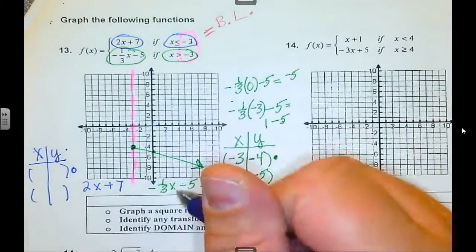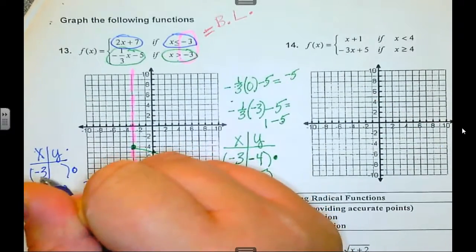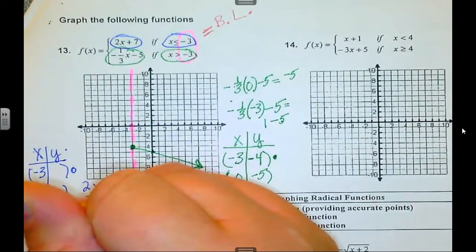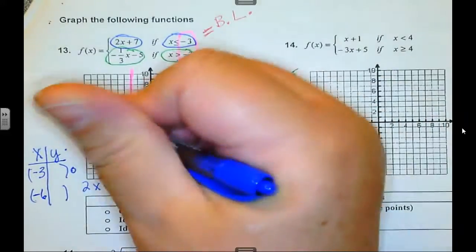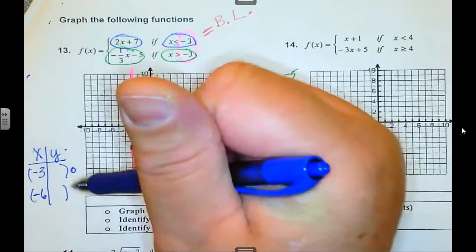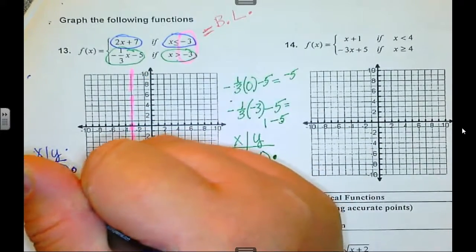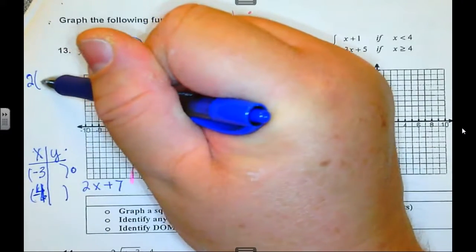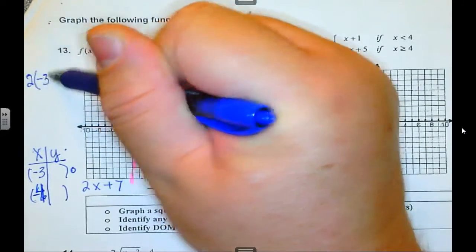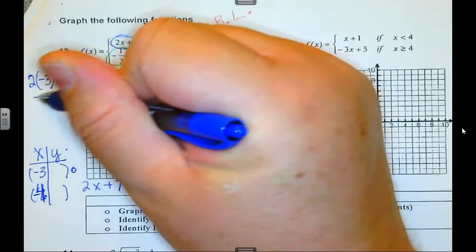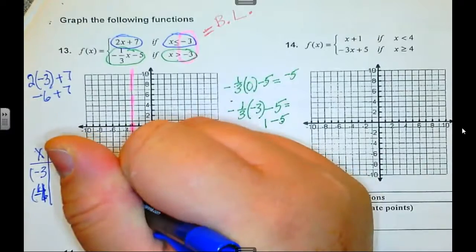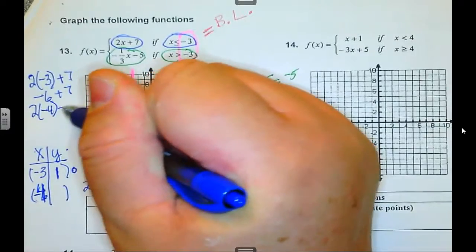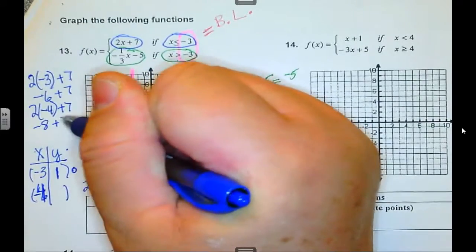I have to use the negative 3 for my first one. Second one, less than negative 3. I'm going to choose negative 6. Okay, actually negative 6 is going to be too big. Let's try negative 4. 2 times negative 3 plus 7. Negative 6 plus 7 is 1. 2 times negative 4 plus 7. Negative 8 plus 7 is negative 1.